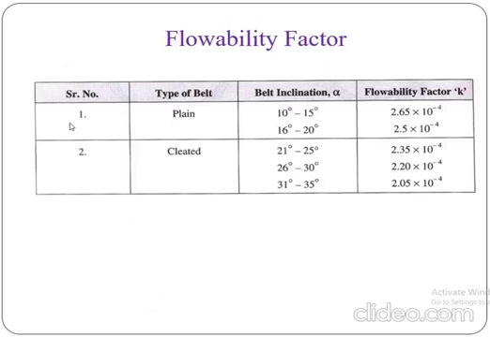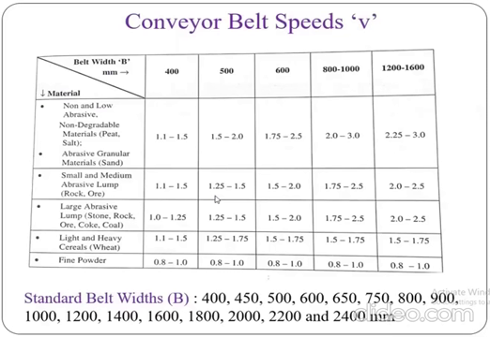There is one table again here, the flowability factor for the plain belt and the pleated belt. Depending on the belt inclination, the flowability factor K changes. This is again a standard table for the plain belt and the pleated belt. Then there is the conveyor belt speed, V. It also depends on the type of material the belt is used for, and capital B, the width of the belt, and depending on that we can select the belt speed. This is also a standard table.